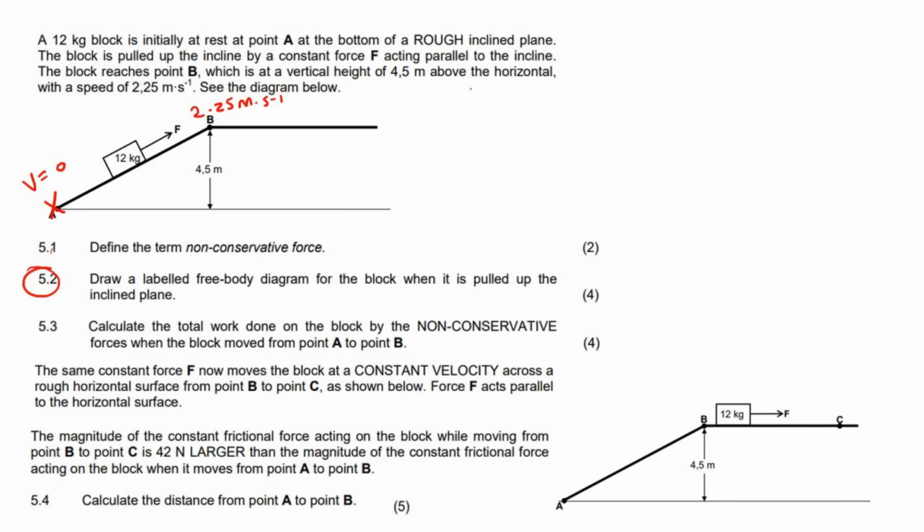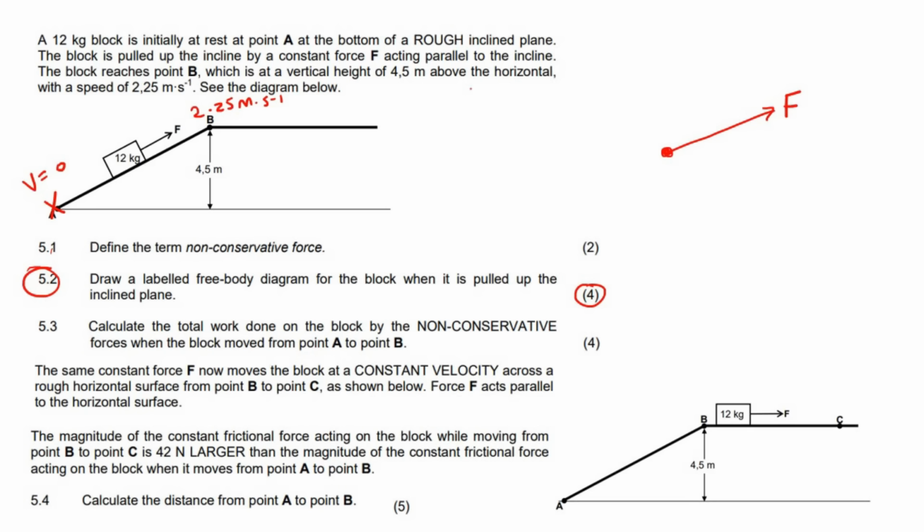This question says, draw a labeled free body diagram for the block when it is pulled up the inclined plane. And it's for 4 marks. That is usually an indication of the number of forces. So we've got an applied force. I will show you on the memo just now all the different labels you could use, but I'm just going to use F. But there are other ones that you could use over here. Okay? Then we've got gravity.